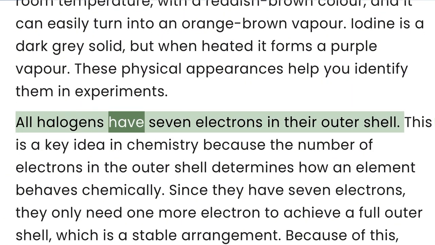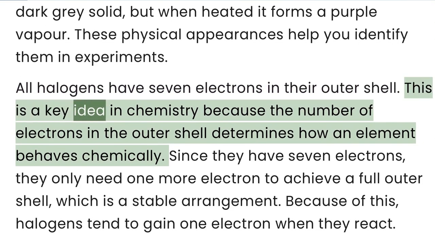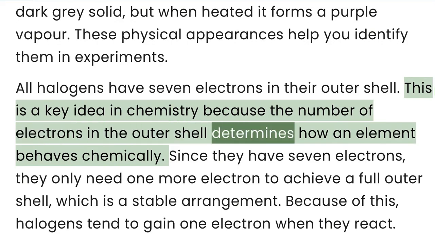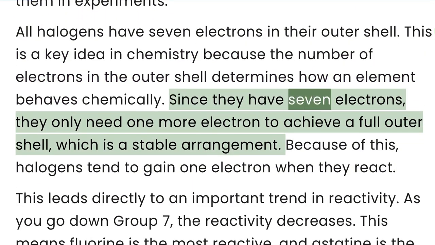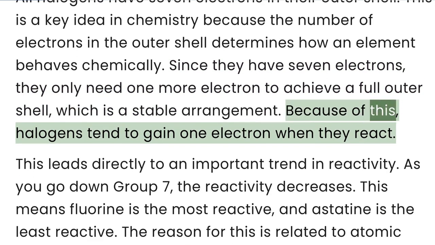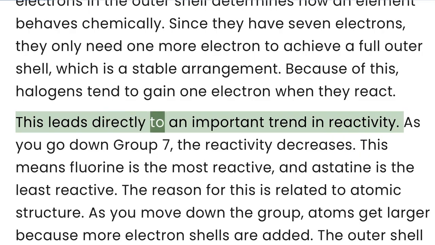All halogens have 7 electrons in their outer shell. This is a key idea in chemistry because the number of electrons in the outer shell determines how an element behaves chemically. Since they have 7 electrons, they only need one more electron to achieve a full outer shell, which is a stable arrangement. Because of this, halogens tend to gain 1 electron when they react. This leads directly to an important trend in reactivity.